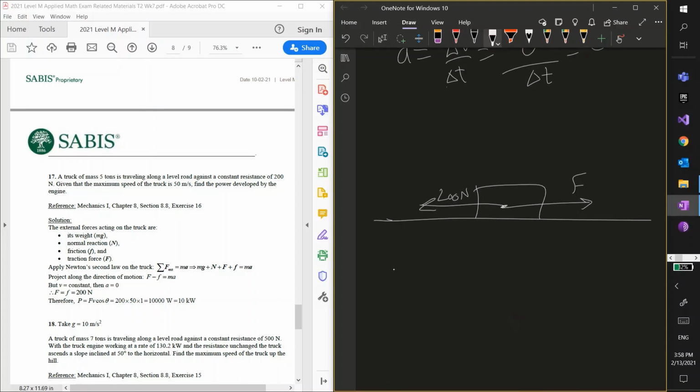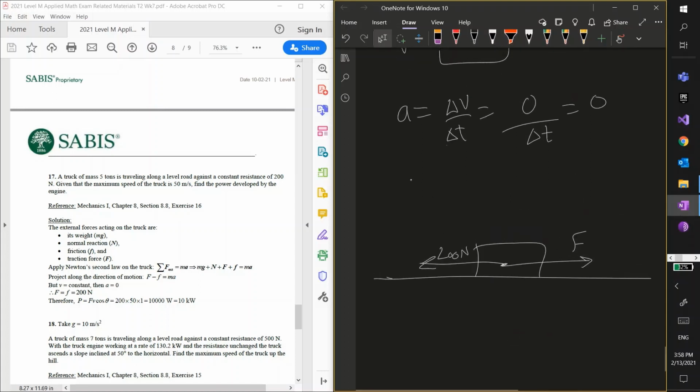So now let's solve the question. If your acceleration is 0, that means your instantaneous power is equal to your average power. Always.